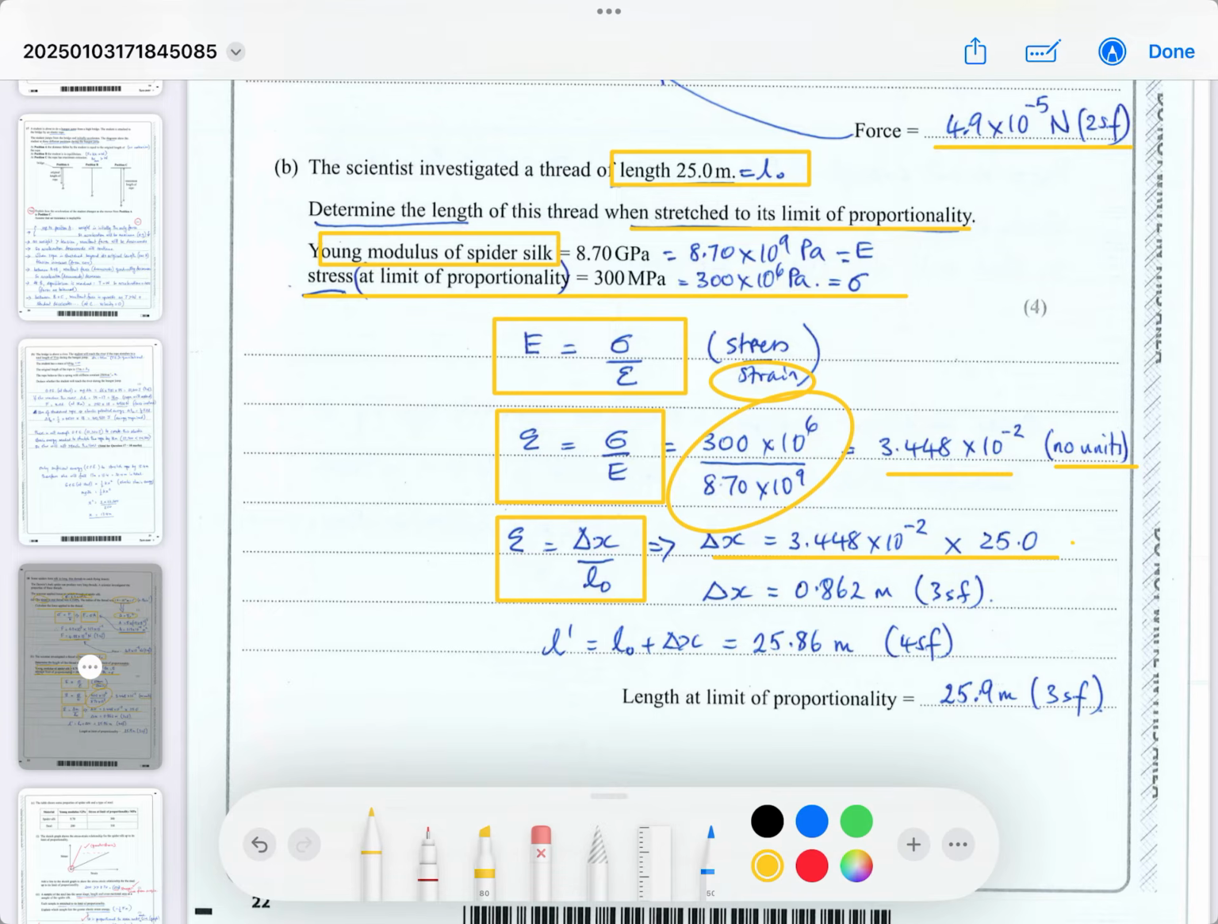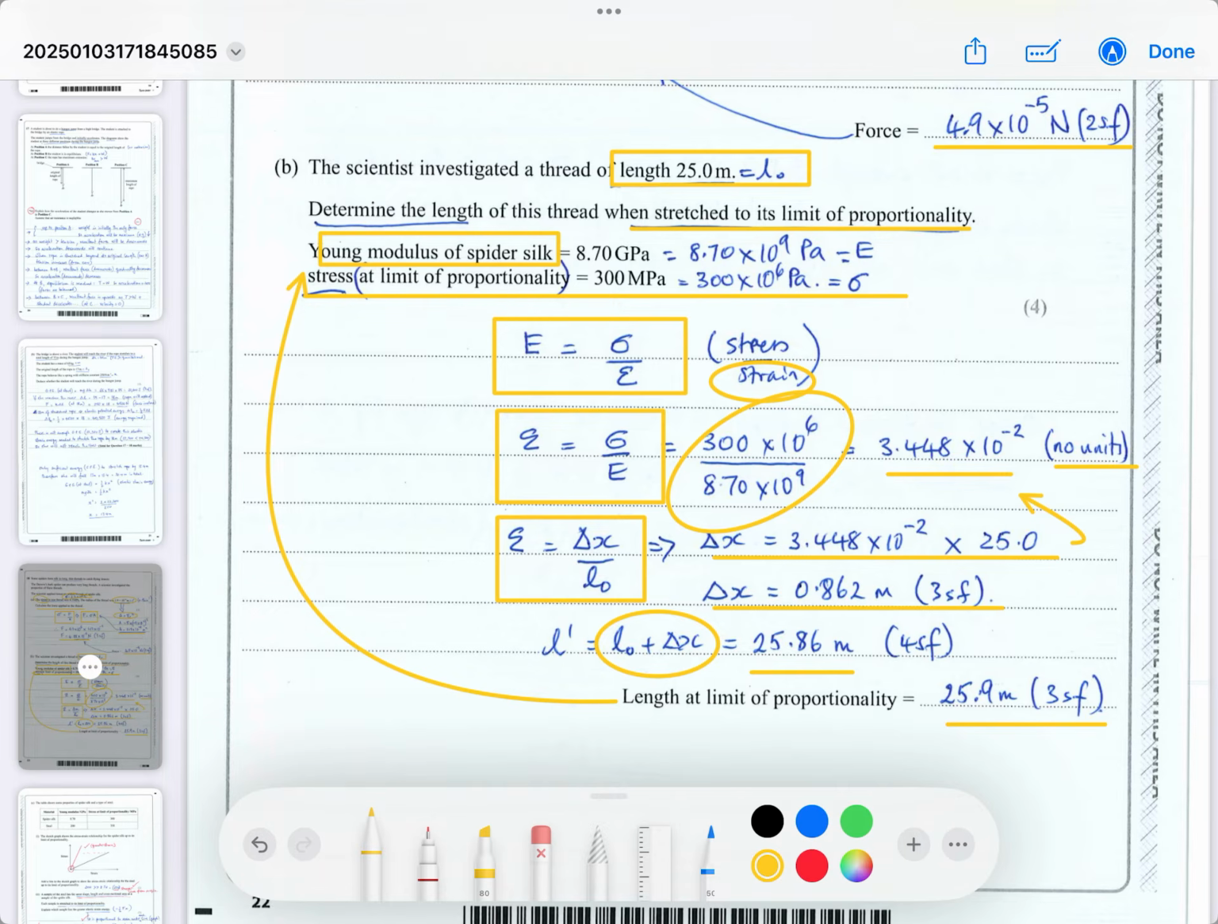So you put the value in that we just calculated into the equation, and you find that the extension will be 0.862 meters to 3 significant figures. So you add the extension to the original length, which was 25 meters. Here you got 25.86 to 4 significant figures, round it to 3 significant figures again, and you get 25.9 meters. That's the length at the limit of proportionality, where the stress was given as 300 megapascals.